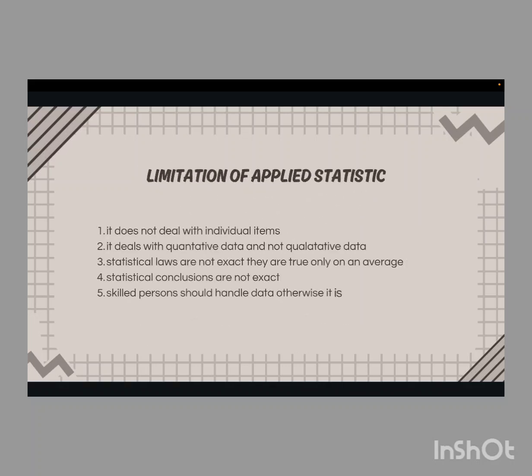Limitations of applied statistics. It does not deal with individual items. It deals with quantitative data and not qualitative data. Statistical laws are not exact. They are only true on an average. Statistical conclusions are not exact. A skilled person should handle data, otherwise it is liable to be misused. Data can be very easily misused if the person who's handling the data is not skilled.